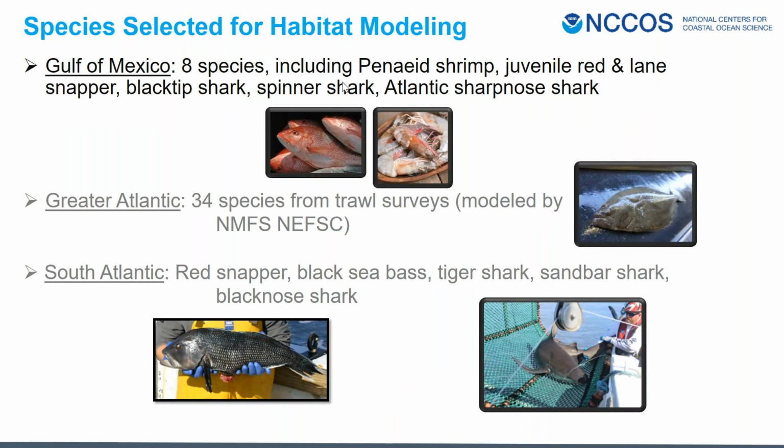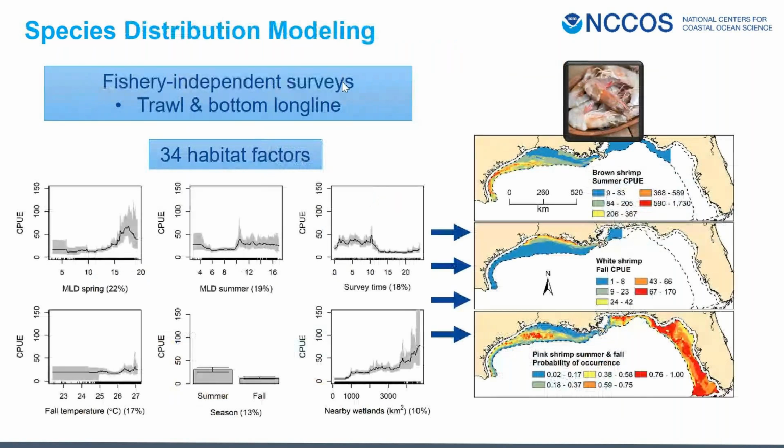For the Gulf of Mexico, this included 8 species, including the 3 Penaeid shrimp of economic importance, juvenile red and lane snapper, and blacktip spinner and Atlantic sharp-nosed shark. And you can see there we did modeling as well for the other regions. The modeling part, these maps, this end product here is going to be quantified in the tool, so keep that in mind.